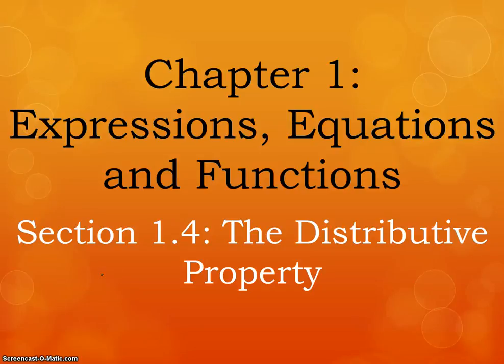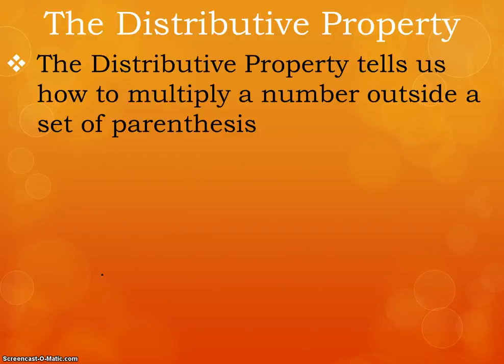Alright, today we're going to talk about the distributive property in mathematics. The distributive property tells us how to multiply a number that's outside a set of parentheses with what's going on the inside. Now, if we have something like 3 times (7 minus 4), it's generally easier to do the 7 minus 4 and get 3, then do 3 times 3 to get 9. It's generally much easier to do that.